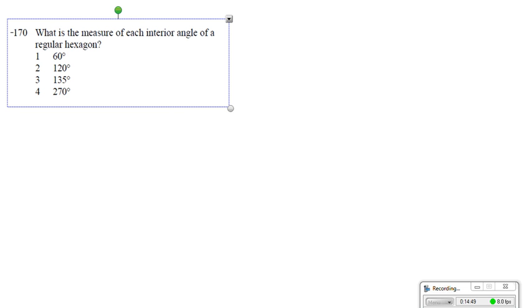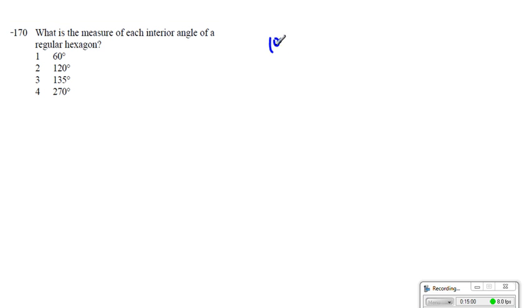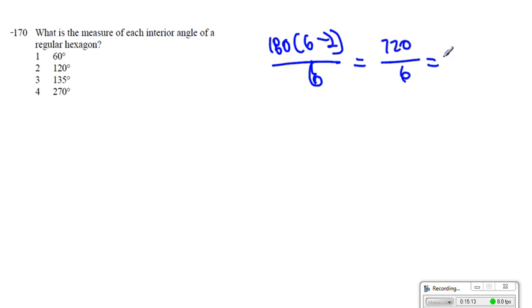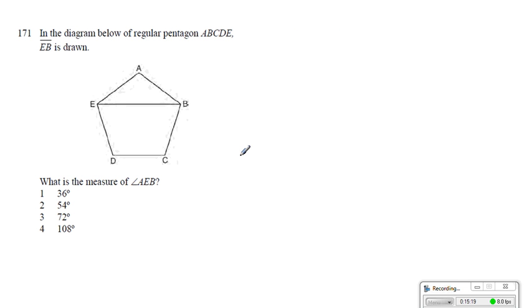Alright, number 170. What is the measure of each interior angle of the regular hexagon? Regular hexagon, if you memorize some of these things, would be great. If not, what we could have done was 180, same way as before, 6 minus 2 divided by 6 because we have a total of 6 angles. And we end up getting 720 divided by 6, which is equal to 120 degrees. Choice number 2.